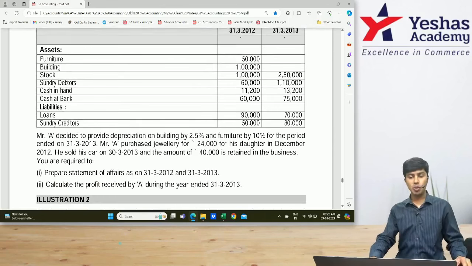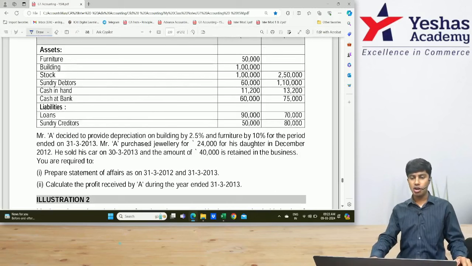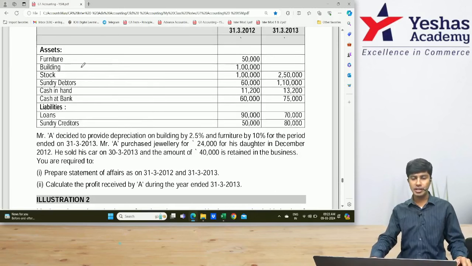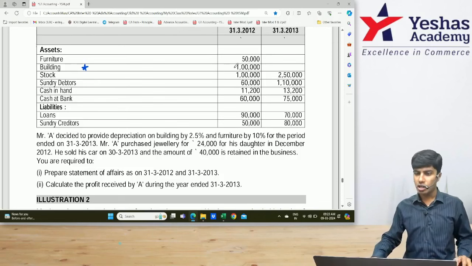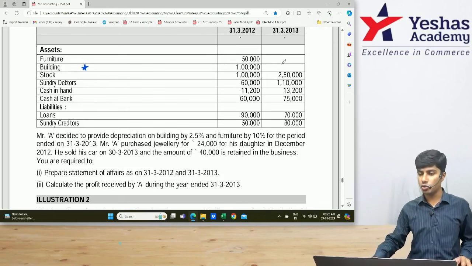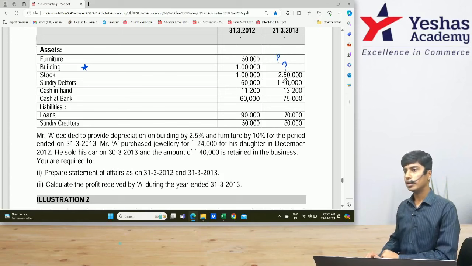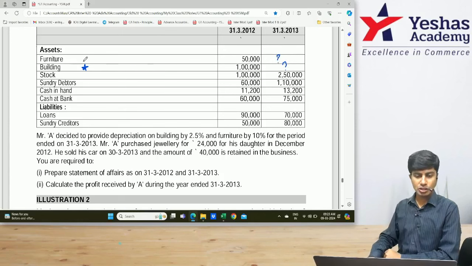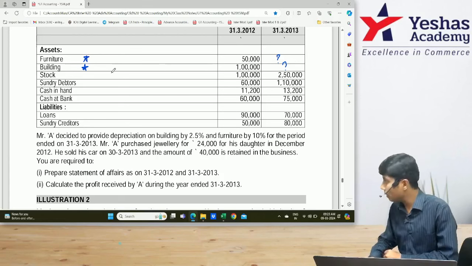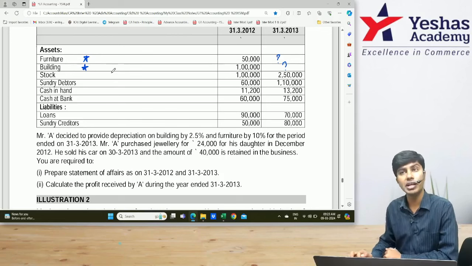Mr. A decided to provide depreciation on furniture and building. So underline building, one star. There is a depreciation adjustment on it. Opening balance is correct, 1 lakh. Closing balance will not be 1 lakh. They have not given the closing balance. We'll find the closing balance after we provide for depreciation. Same with regard to furniture: opening balance is given to us, and closing balance will be found after providing depreciation.